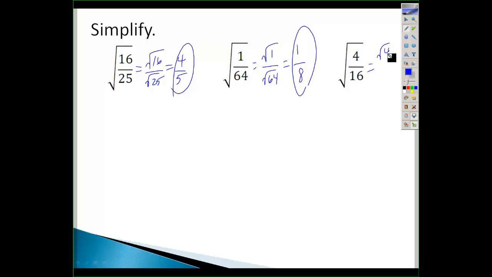Okay, one more. Let's just look at it. Square root of 4 over the square root of 16. That's really just 2 over 8. Not 8. 2 over 4. But you can reduce that to 1/2.